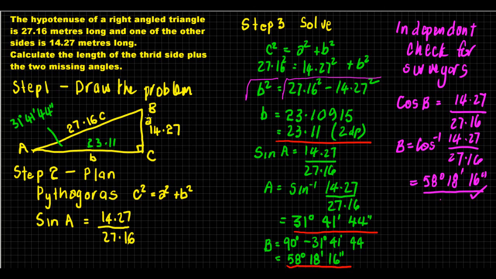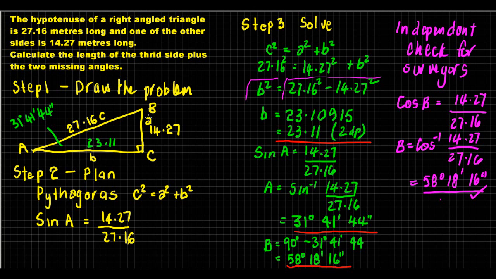So the next thing is to make a plan. My plan is to use first of all good old Pythagoras. The square on the hypotenuse is equal to the sum of the squares on the other two sides, or as it is often expressed, c squared equals a squared plus b squared. We can also work out the sine of A at this juncture, and the sine of A is the opposite over the hypotenuse, 14.27 over 27.16. So it looks pretty easy from here, and we'll move on through.